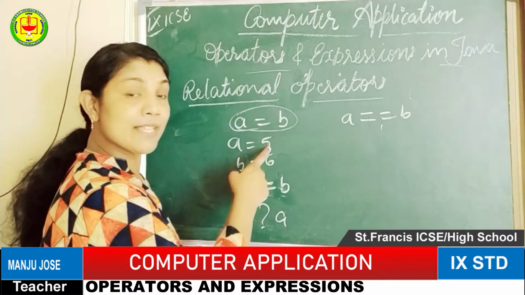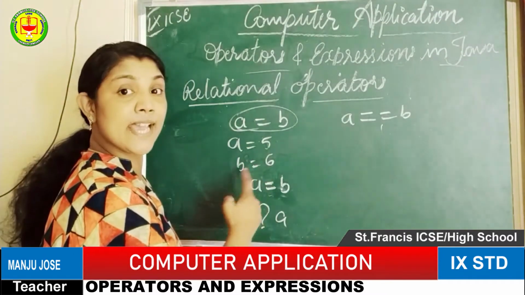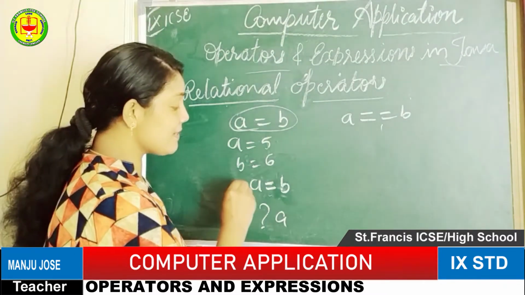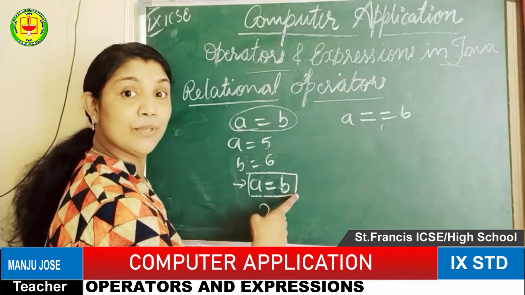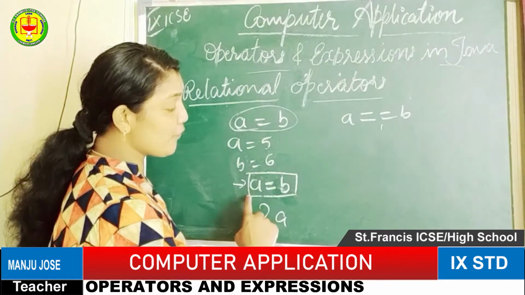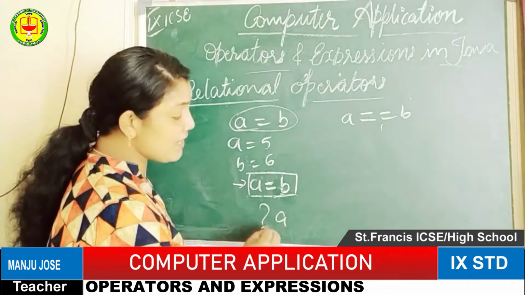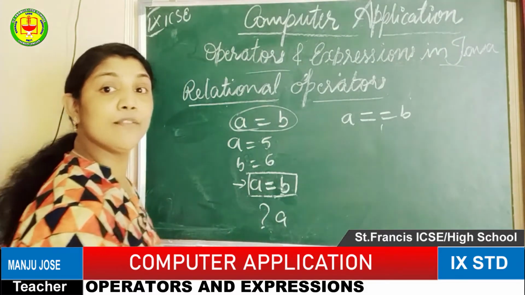That means 5 is assigned to A, 6 is assigned to B, and the next statement is important. I have given A equal to B. If the statement is like this, what is the value of A? Which value will be printed?